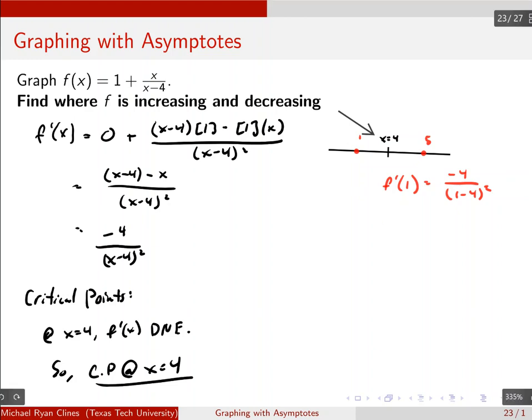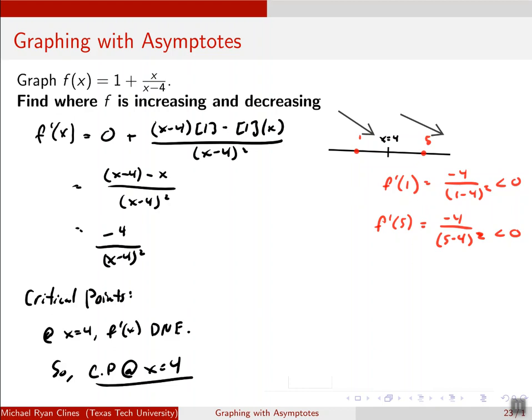Now, what about f prime of 5? Well, that's equal to negative 4 over (5 minus 4) squared. I'm just going to write that's less than 0. But for the exact same reason as above, this is also less than 0 because the numerator is always negative, the denominator is always positive. Negative divided by positive is negative. So that tells us on this interval, the function is still decreasing. So we can tell that on the interval 4 to infinity, the derivative is still negative.